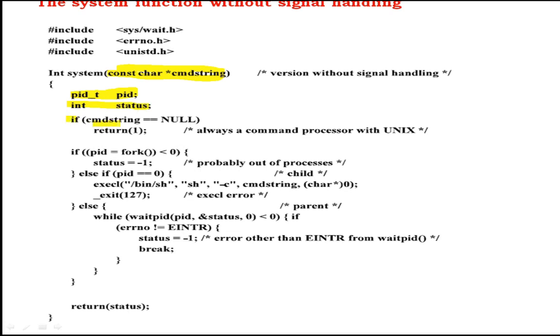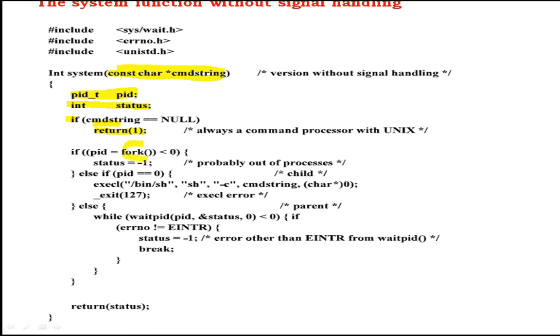If command string is equal to null, it means you have not passed any command as a parameter, so you are just going to return 1. There is always a command processor with Unix. If you are going to pass any command there, to execute that command, Unix has to create one child, and the child will be created by using the fork function.